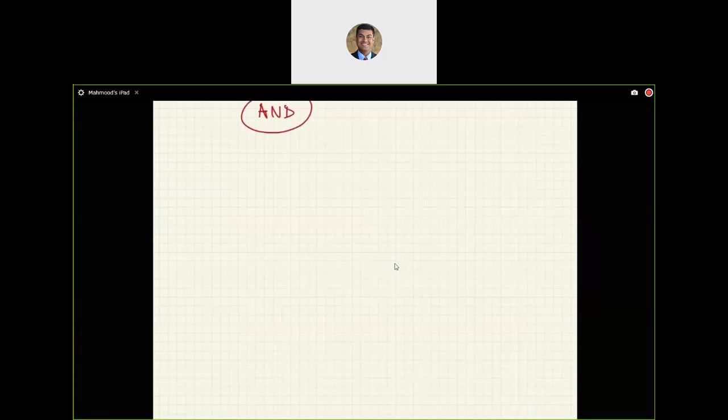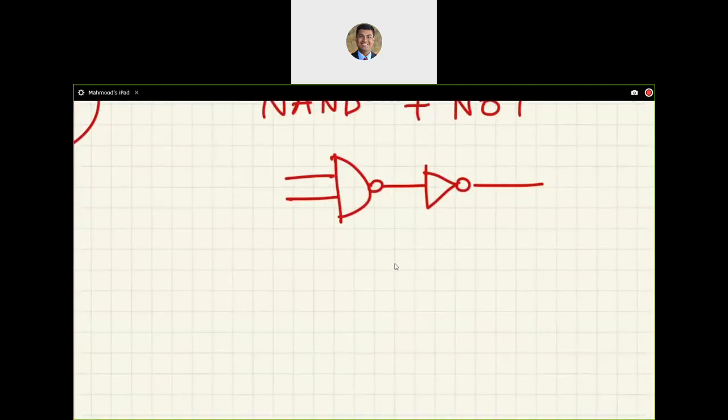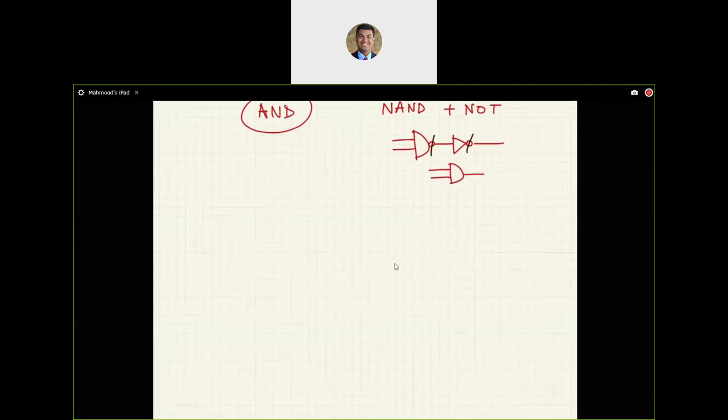So for this, I need NAND plus NOT. Imagine I have NAND here and NOT here. The bubbles, because there are two of them, will cancel out, which means the equivalent of that is going to be AND. Double negation. So by using that concept, we can build AND gates by using NAND gates and NOT gates.